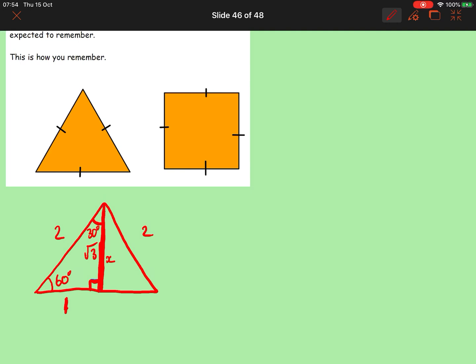Okay? So that shows me that, for example, if I pick sine of 60, well, that's opposite root 3 over hypotenuse 2. Okay? What about if I go for tan 30? Tan 30 is, this is my angle, 30. Okay, opposite is 1.